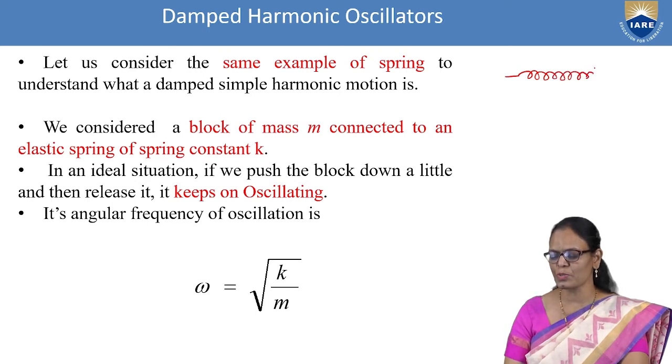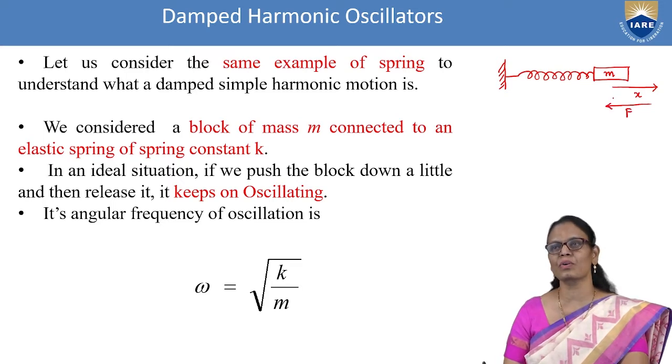To one end of the spring, a block of mass m is attached, and this end is fixed to a rigid support. So when we are displacing it through a distance x, there will be a force acting in the opposite direction, which brings it back to its original position. That is what we have seen.